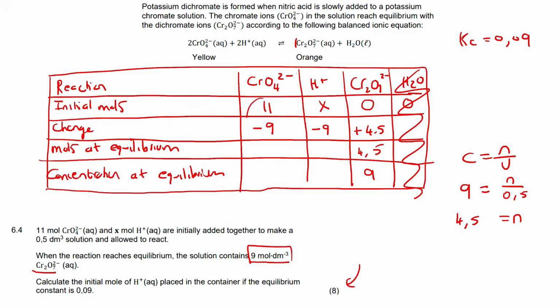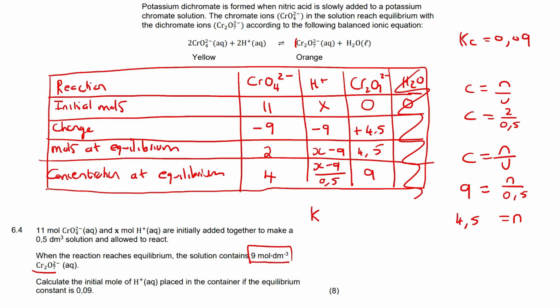Now we just do basic maths. 11 minus 9 is 2. This will be x minus 9. And then we can carry on. So now we can work out the concentration over here by using C equals n over V. And so we can say the moles is 2 divided by 0.5, and that's going to give you 4. And then here you're going to get x minus 9 divided by 0.5. There we go. Done. Now we can go look at Kc.